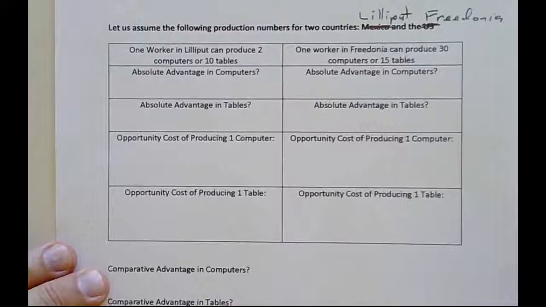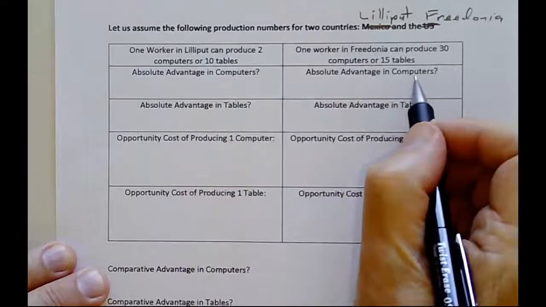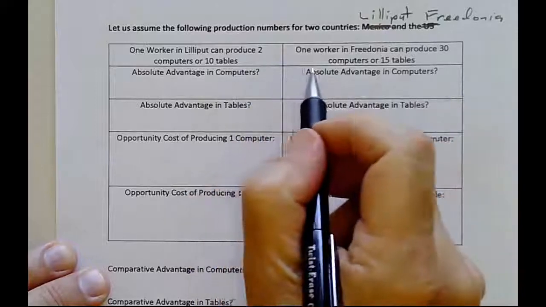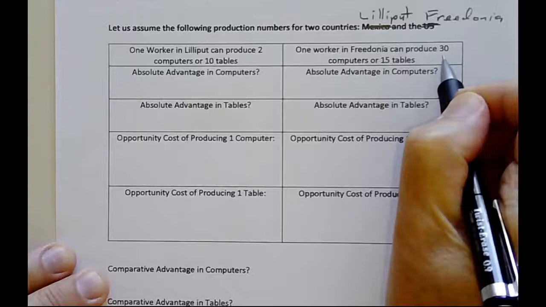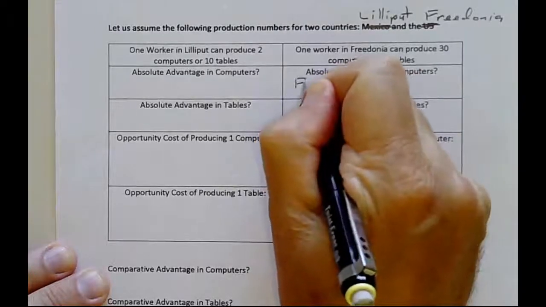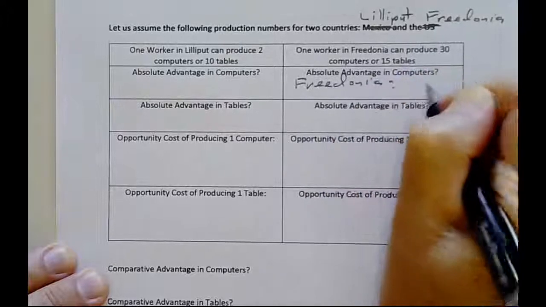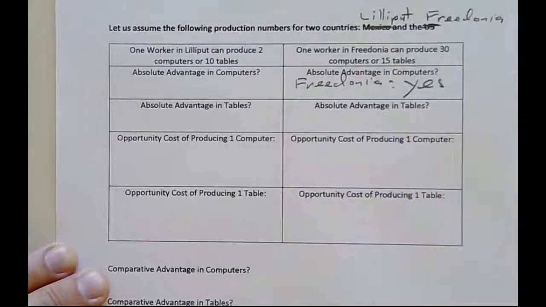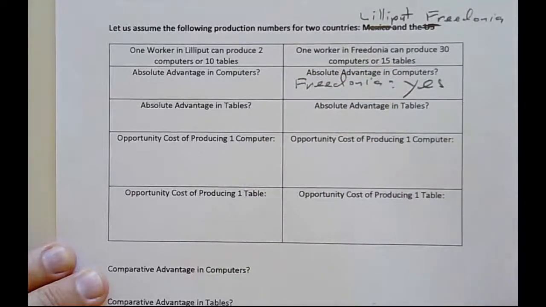The first question I would ask you is, who has an absolute advantage in computers? Would it be Lilliput or Fredonia? You look at the production of computers, and we have 2 computers in Lilliput and 30 in Fredonia, so the answer is Fredonia. To explain that, you simply say they can produce 30 computers, which is a lot more than the 2 computers in Lilliput.